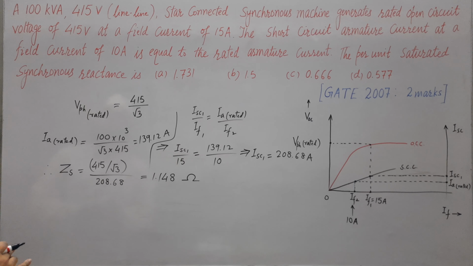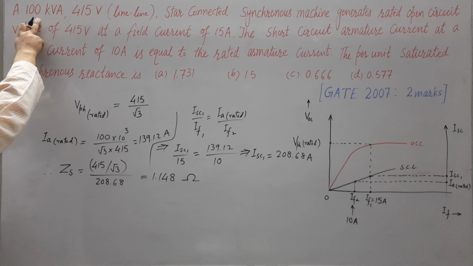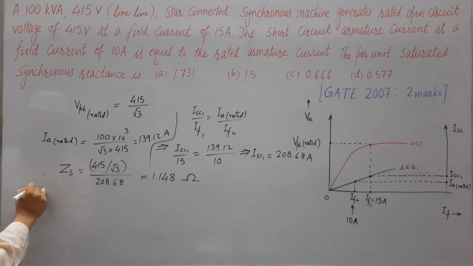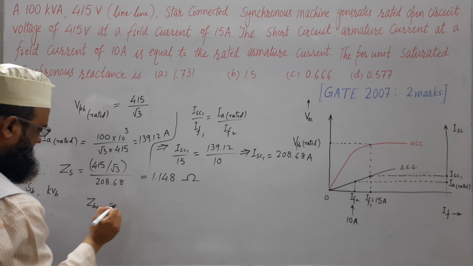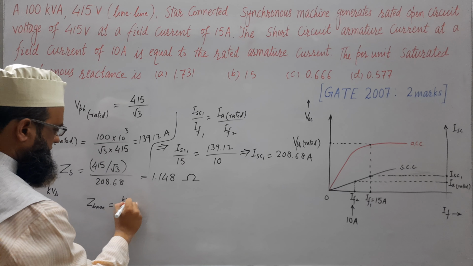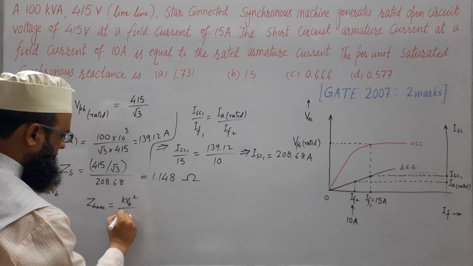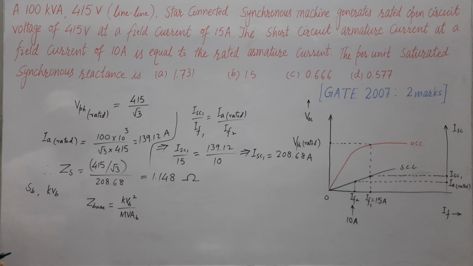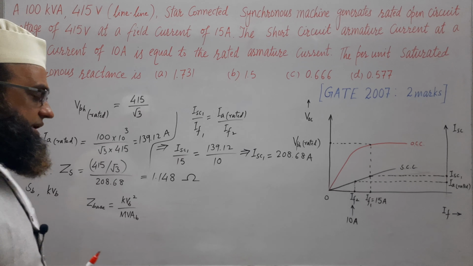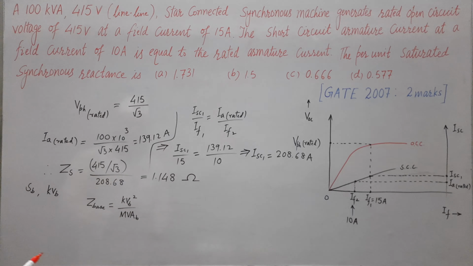So what is Z base? Knowing the capacity S base and kV base, we may evaluate Z base. Z base may be written as kV base square upon MVA base. This is for a star connection. For delta, we know that 3 comes here. That has already been explained in the per unit system lecture.